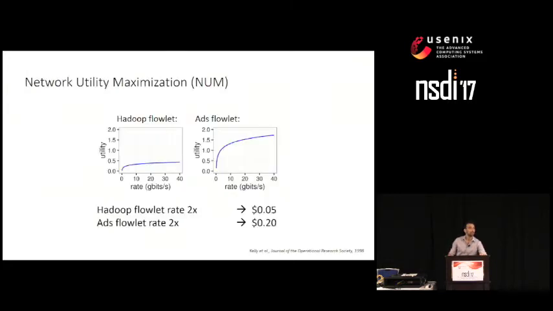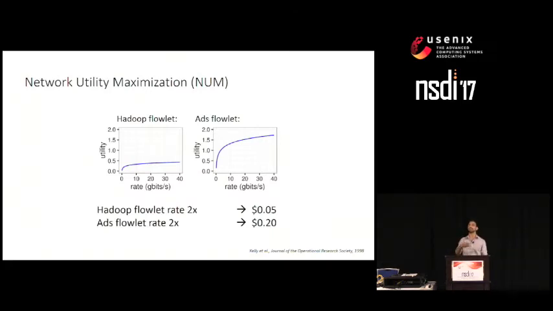To allow operators to specify policy, we adopt the Network Utility Maximization Framework, or NUM. NUM was developed in 1998 by Kelly and his colleagues. By the way, I'm going to use Flow and Flowlet interchangeably here. I'm going to mean Flowlet. In NUM, an operator specifies a utility function for each Flowlet.